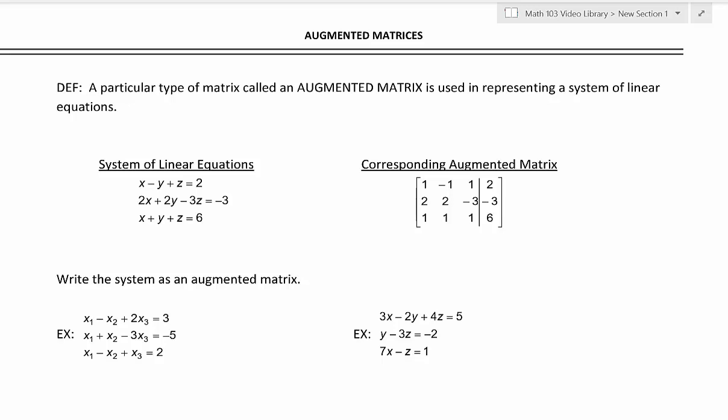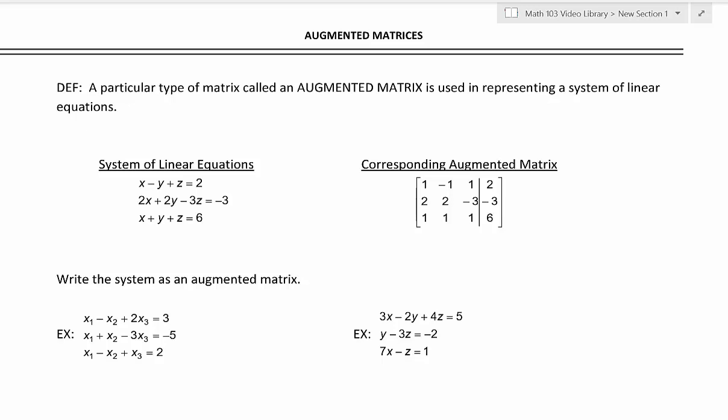This video discusses a particular type of matrix called an augmented matrix. An augmented matrix is used in representing a system of linear equations. Here we can see a system of linear equations, and then on the right I've written the corresponding augmented matrix. In the augmented matrix, each row represents one of the equations in our system of equations. And what we've entered into our augmented matrix are only the constants and the coefficients of each term.